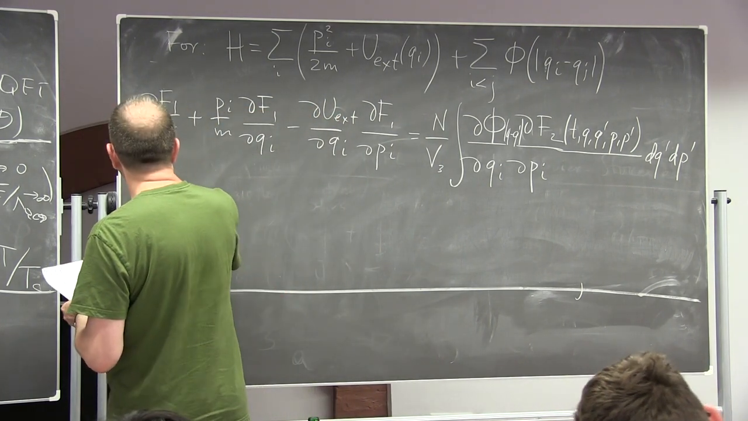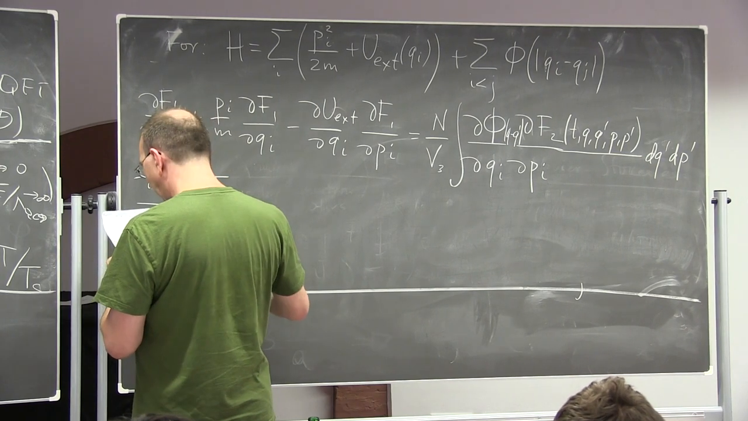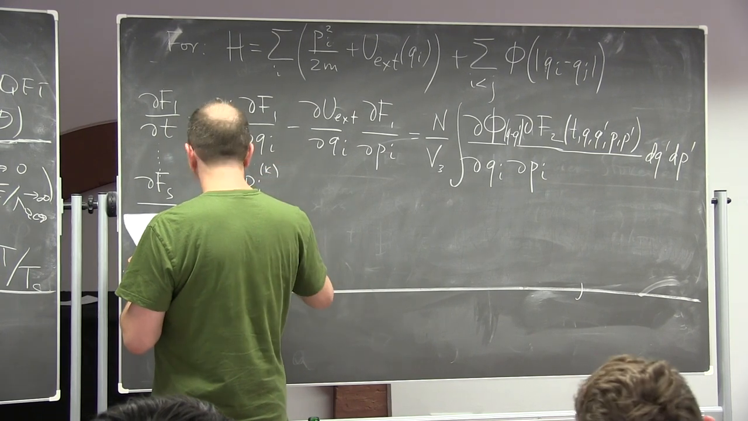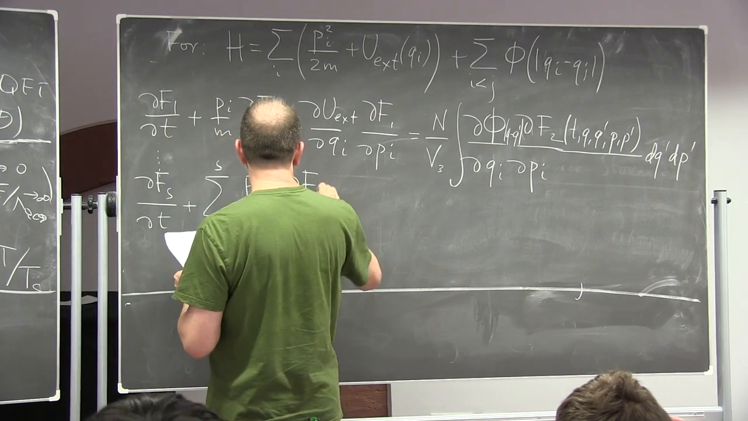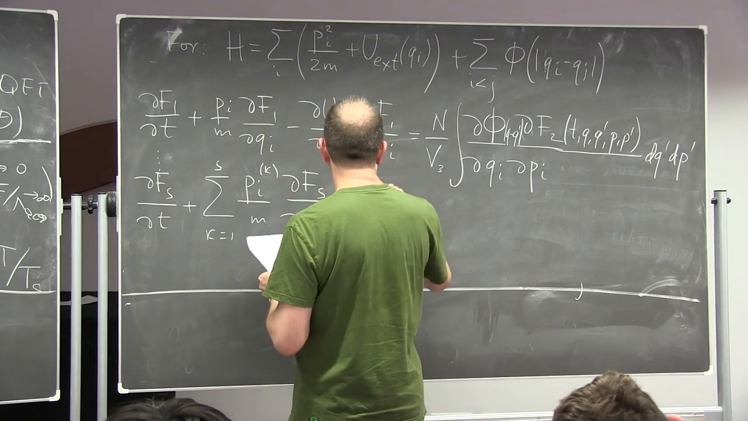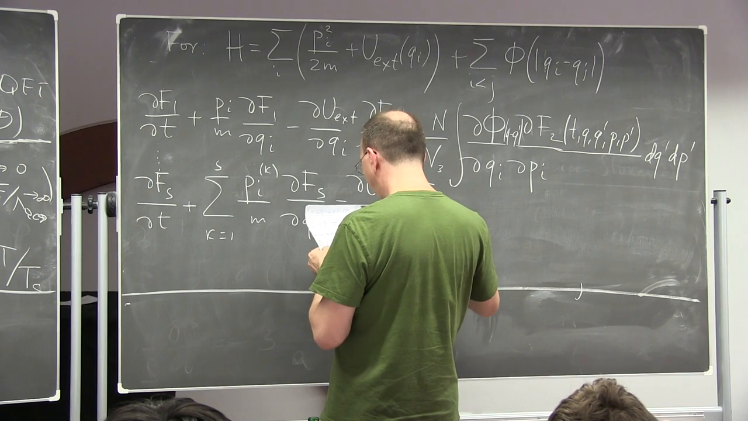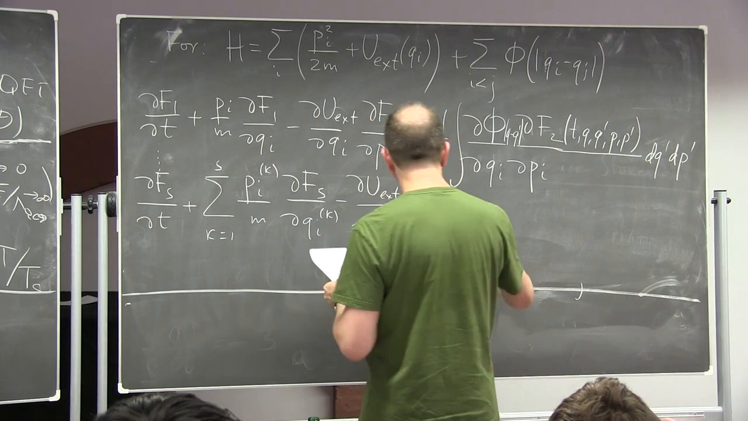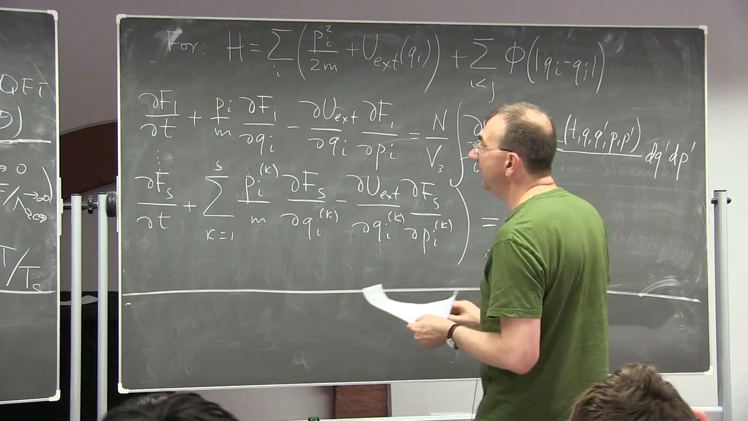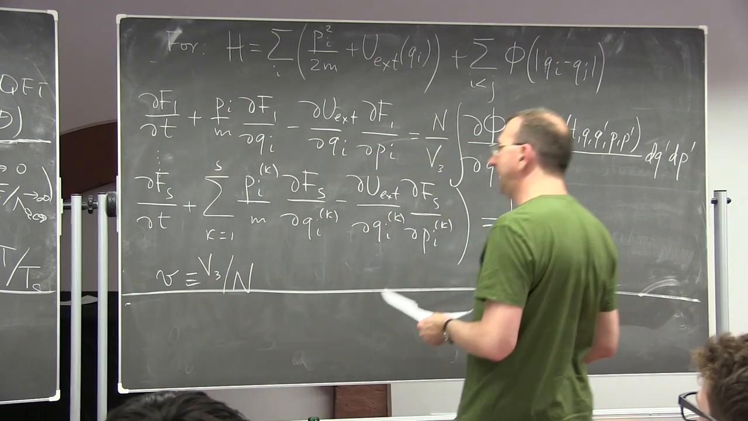And for Fs, let me write this at least once. The equation for Fs has the following form: dFs over dt plus sum over k from 1 to s. It has a similar form, as you can see, slightly more indices, but no more than that. So there is a derivative of Fs with respect to coordinates. Then if you have an external potential, you have this term, dU over dqik times dFs over dpik. And the important part comes on the right-hand side, 1 over little v. So let me introduce little v as our free volume divided by n. This is just a definition.